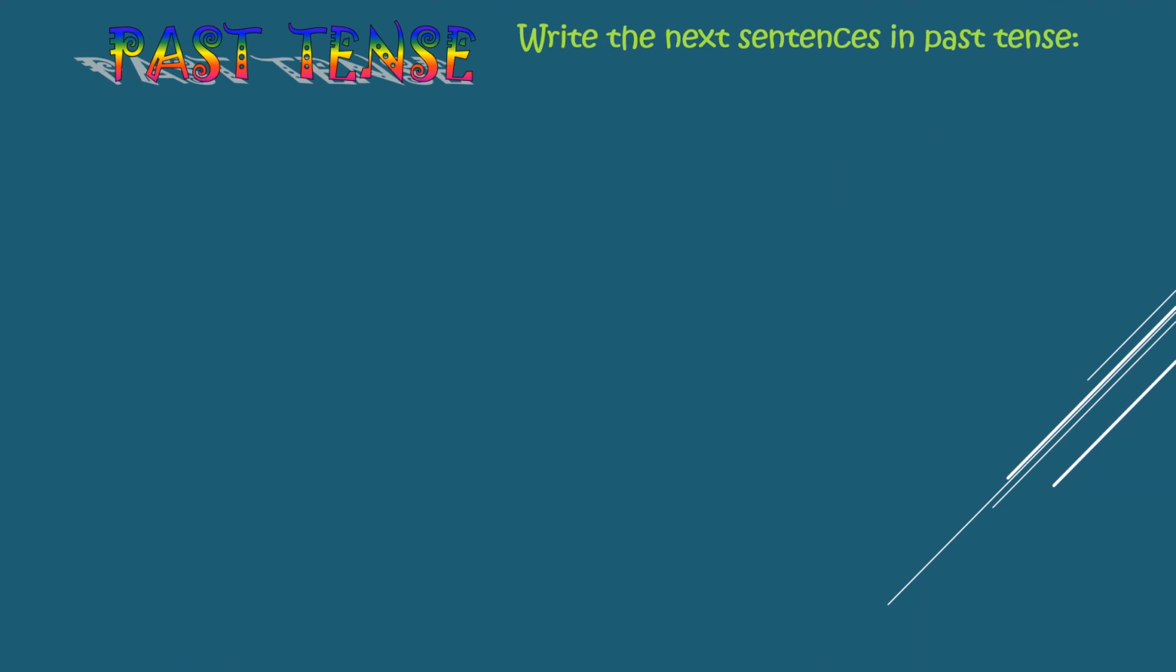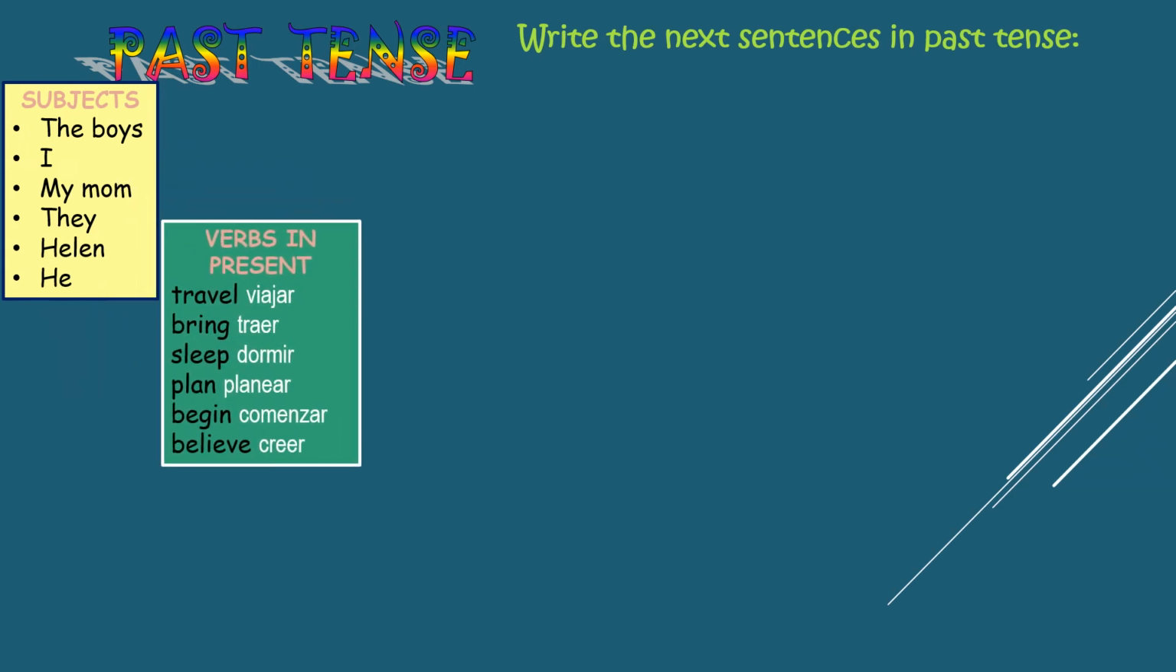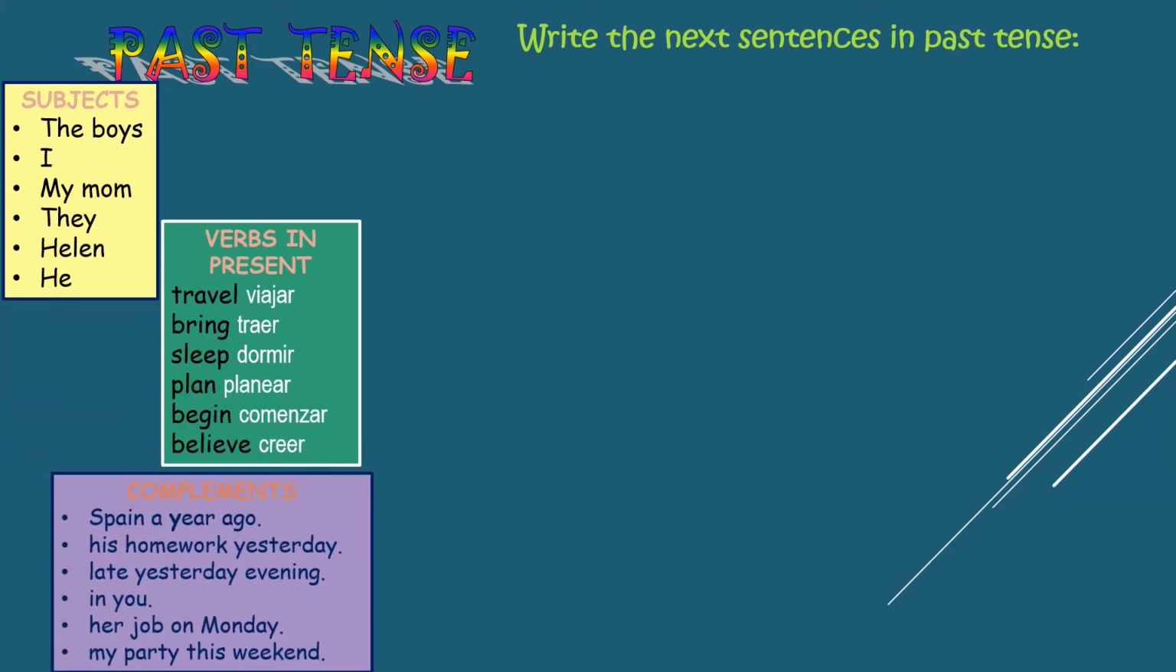Write the next sentences in the past tense. Subjects: the boys, I, my mom, they, Helen, him. Verbs in present: travel, bring, sleep, plan, begin, believe. Complements: Spain a year ago. His homework yesterday, late yesterday evening. In you, her job on Monday, my party this weekend.